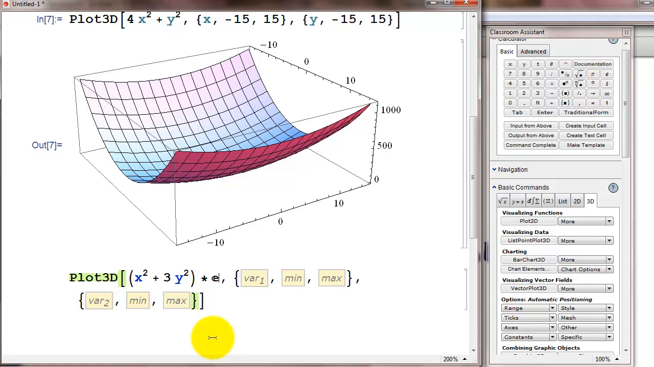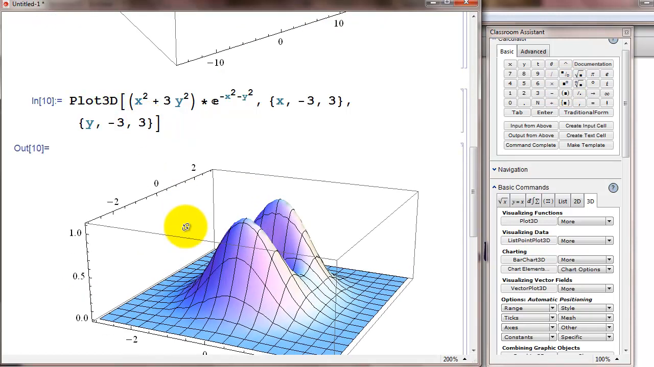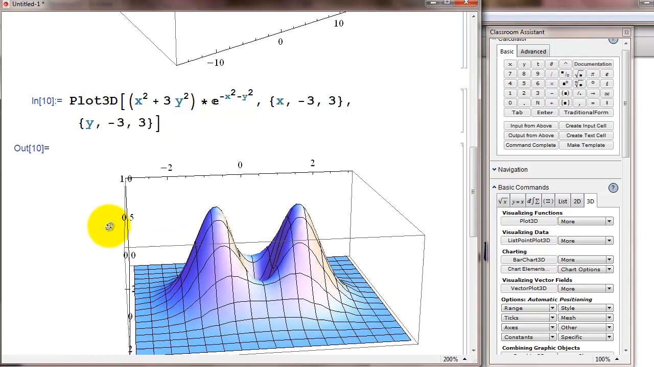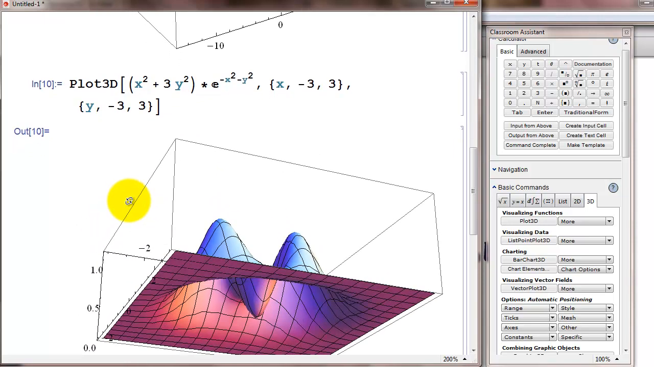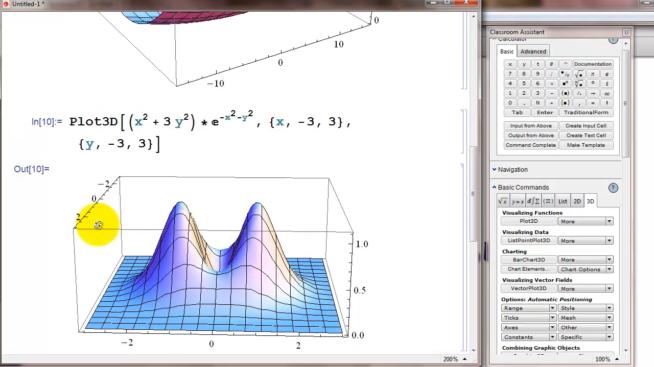If you were to type an E from your keyboard, notice that that's different. So there's a difference between those two symbols. We do want the E from the classroom assistant palette, the irrational number E. And we're going to go E raised up to the negative x squared minus y squared, and we'll plot x from -3 to 3, but you do want to make sure you see the high points and the low points of the function, and that looks really good. You can see the low point down there, the minimum, and you can see there are two local maximums.